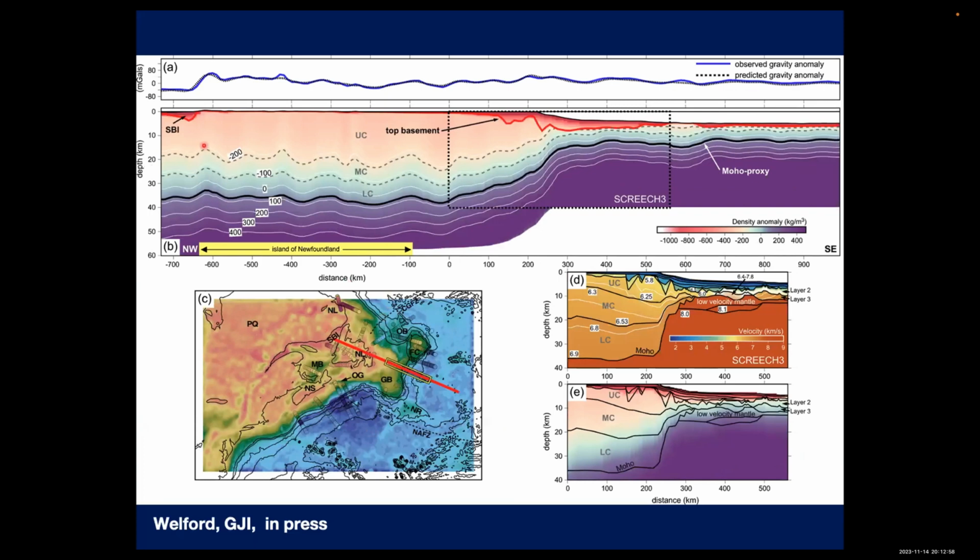In fact, it starts in the Strait of Belle Isle over here, goes across the island of Newfoundland, goes across the Grand Banks, and then goes across the continental shelf over here, crosses over where we have this Screech 3 line here, which is the velocity model is shown here. And then again, we could take these boundaries, overlay them on top of our densities and see how well they match up.